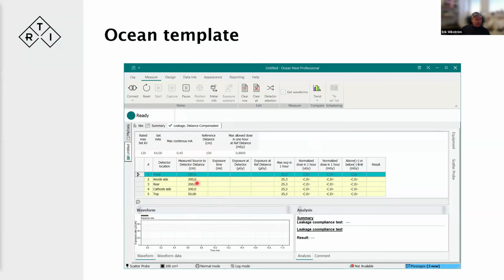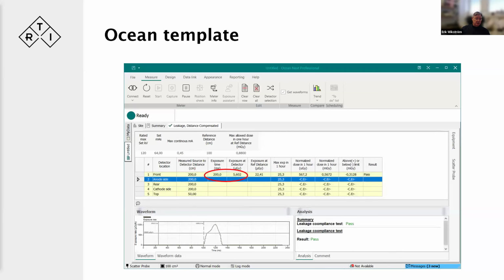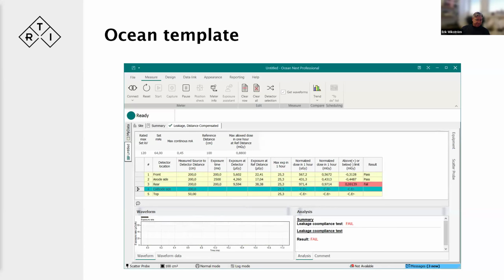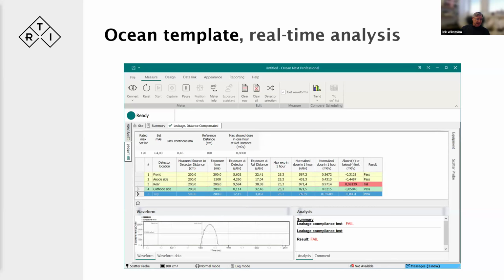So if we can place it at 1 meter, that will be fine. Then we'll be positioning it here, and then we just make exposures. The data is collected and populated directly from the scatter probe into the template. The readings are made, and recalculations are made in here automatically based on the inverse square law.